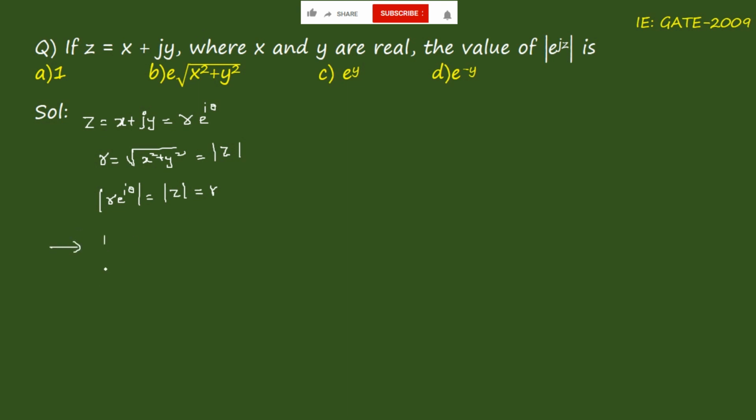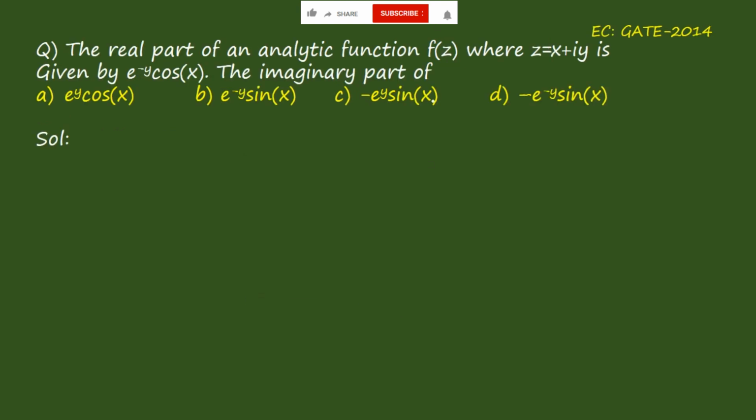Now you have to find the value of mod of e power jz, which is equal to mod of e power j into z. Z we are substituting as x plus jy, which is equal to, it becomes e power jx into e power minus y, mod. If you see this term, this term is r and this power term is i theta. So mod of this one is equal to nothing but r only. So r is nothing but e power minus y. So the answer is option C.